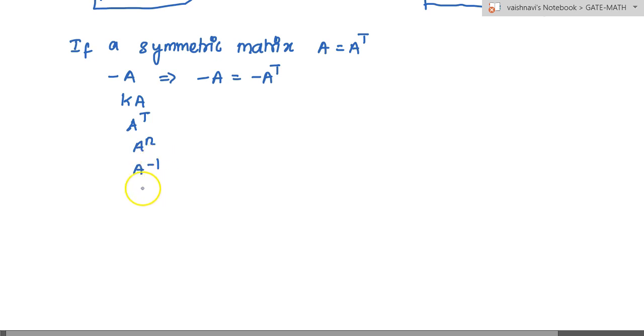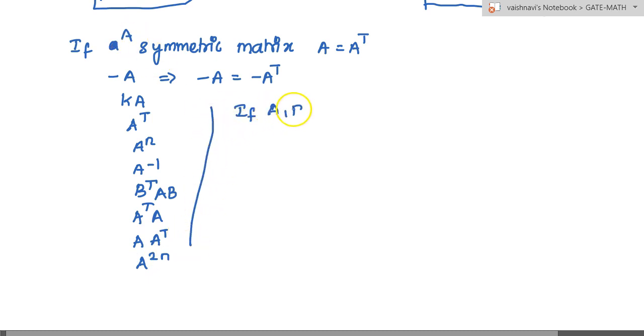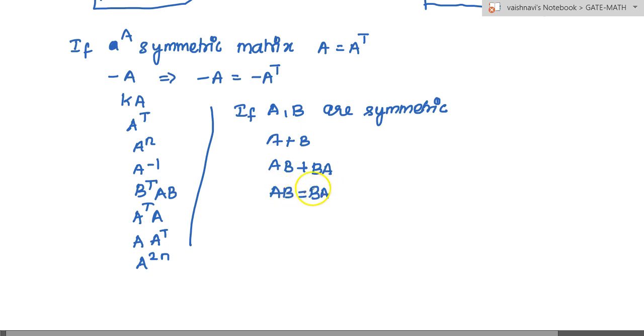A inverse, B transpose, AB. These all are symmetric matrices. A transpose into A is also a symmetric matrix. A into A transpose is also a symmetric matrix. A to the power 2n is also a symmetric matrix. And if A and B two are symmetric matrices, then A plus B is a symmetric matrix. AB plus BA is also a symmetric matrix. AB equal to BA is also a symmetric matrix.